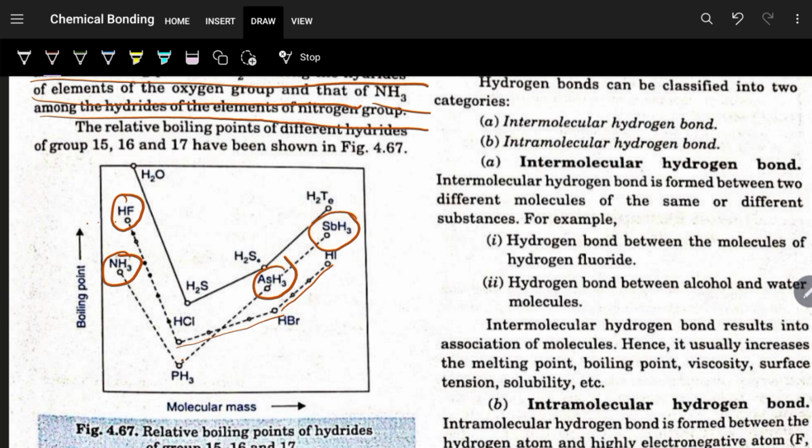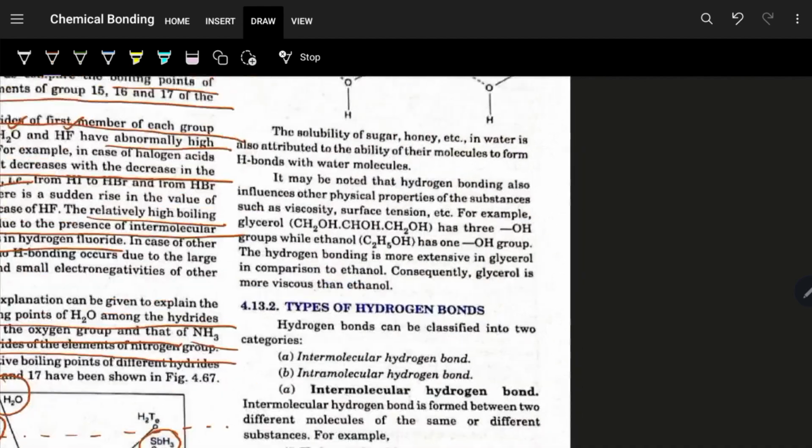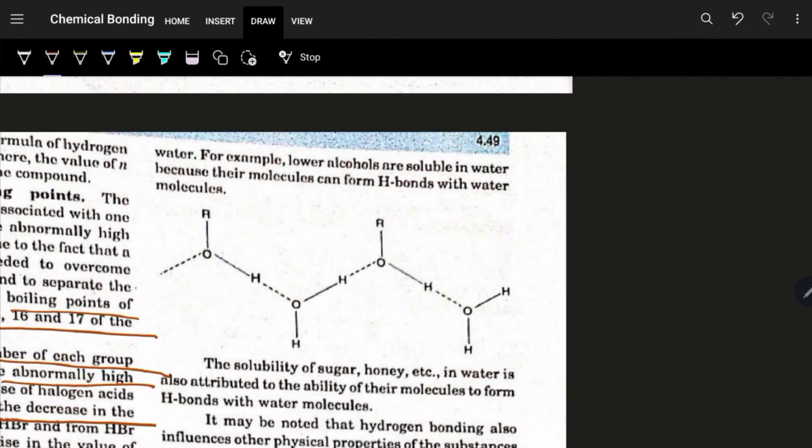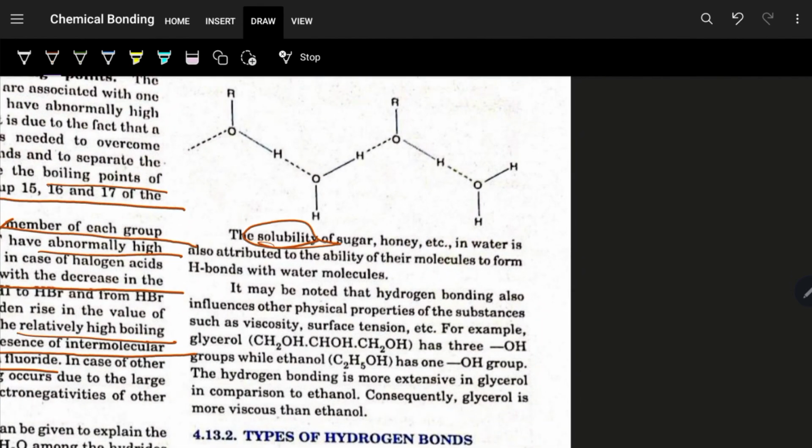But we can see the extensive hydrogen bonding of HF, which is causing a greater value to the boiling point than HI also. Similarly, H2O, that is the hydride of the oxygen family, has a very high boiling point compared to H2S, H2Se or H2Te. So this is it. Now we can see that it affects the solubility as well.